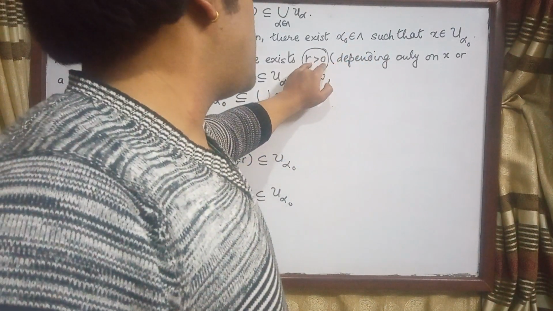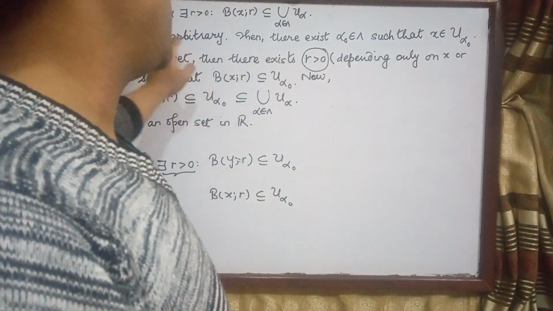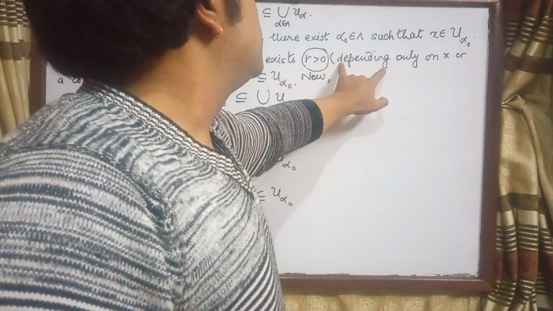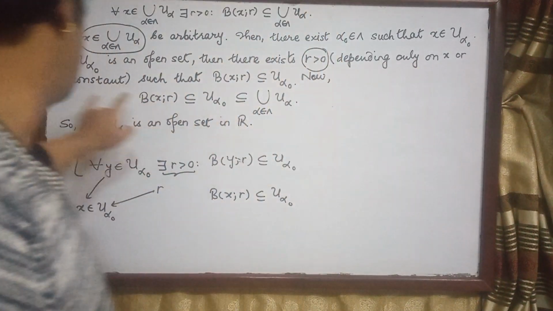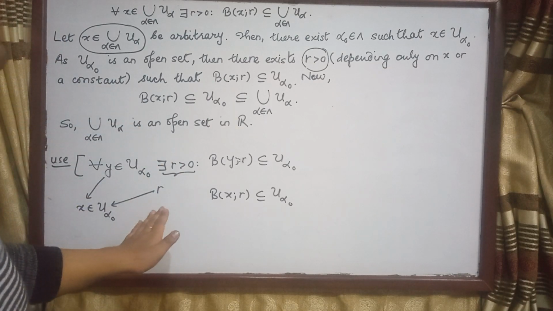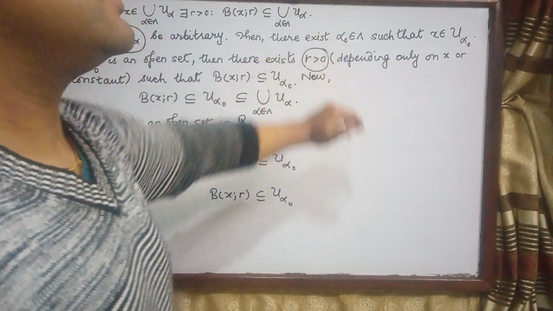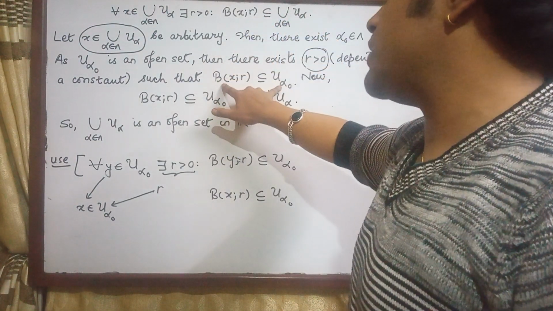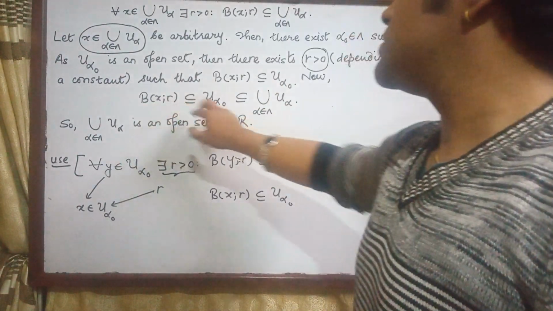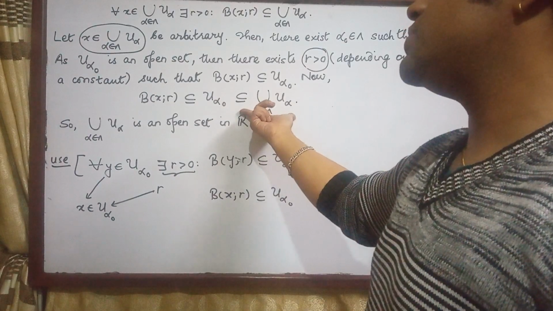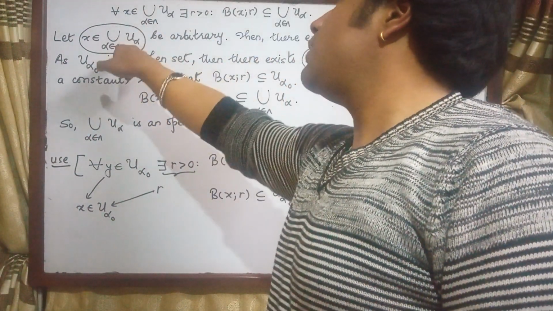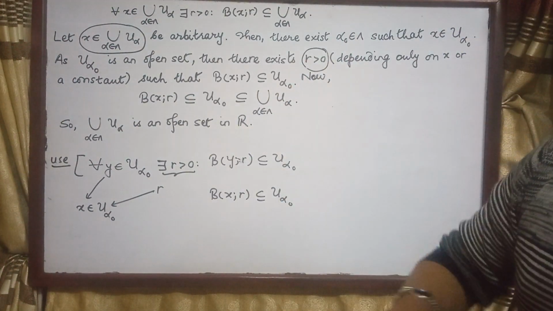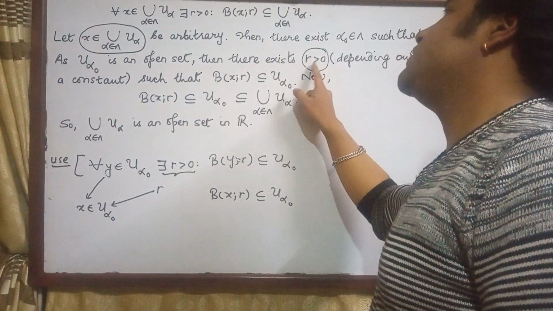What you should know is that the choice of r greater than 0 can be deduced by any other valid means. This is a valid means of obtaining this r, and what we need to know is that this depends only on x or is a constant. That's all we need to know. It's not necessary that you define this explicitly every single time. To prove this part, I'm using this part, so this works, and this is a union, as I've already told you. So I've proven this statement, for all, there exists. You can use any valid method to obtain r greater than 0. Once again, I'm repeating, you can use any valid method to obtain r greater than 0.